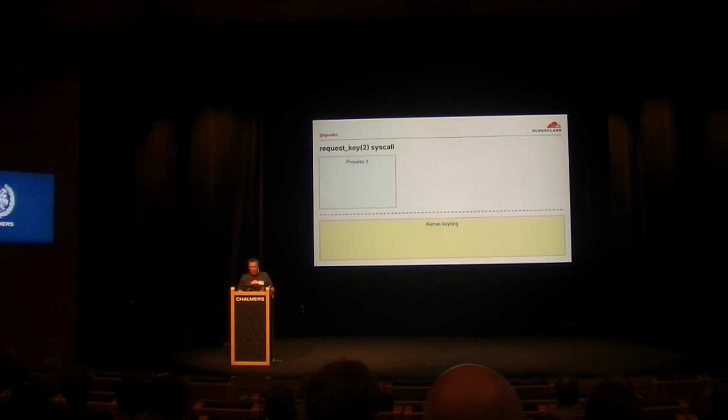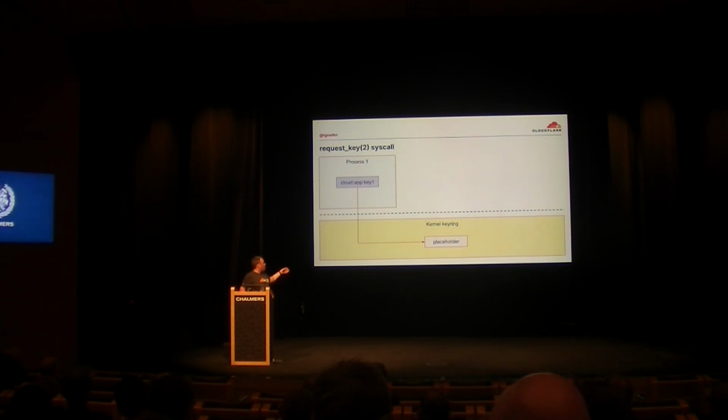The way it works is that the process wants a key. The only thing the process needs to know is a free-form string ID for the key. So let's say a process can say, I want a key for cloud at key 1, and it sends the system call, requesting the kernel to do it.